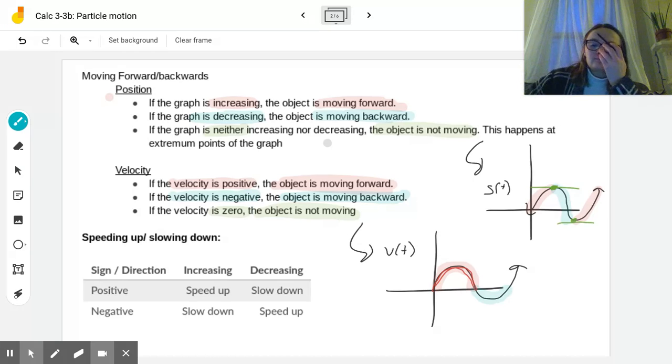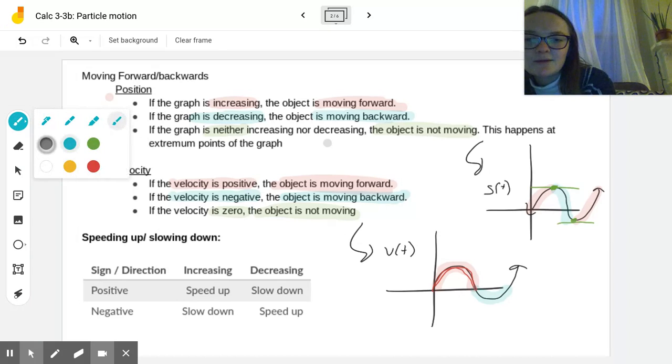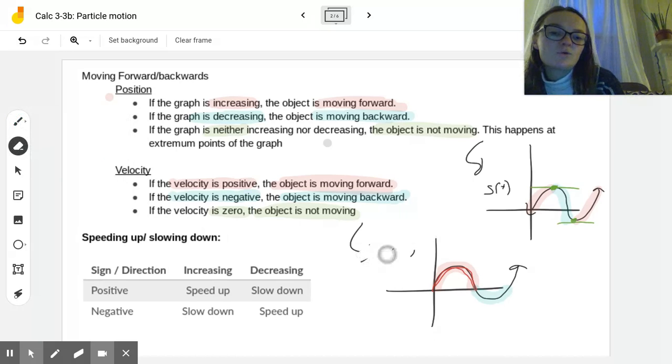All right, last question here: speeding up versus slowing down. If I'm increasing at the same time that my velocity function is increasing, then I say that I am speeding up. Let me show you what I'm talking about. Let me actually delete this, and we're going to do a whole new graph here.